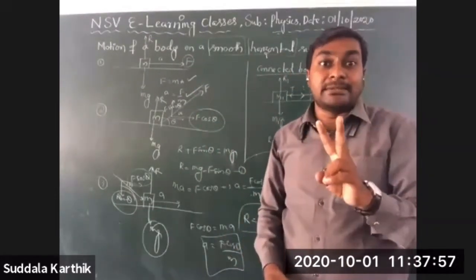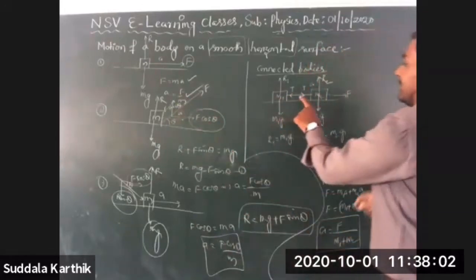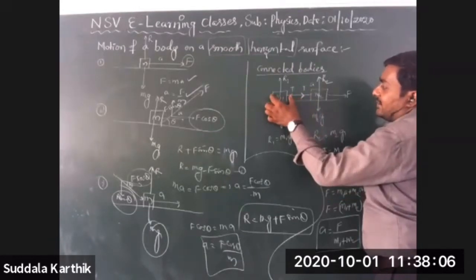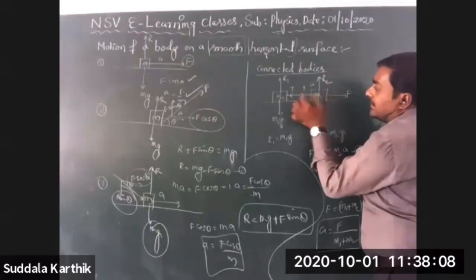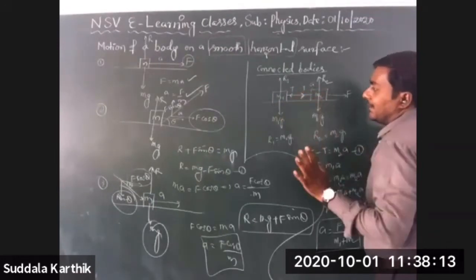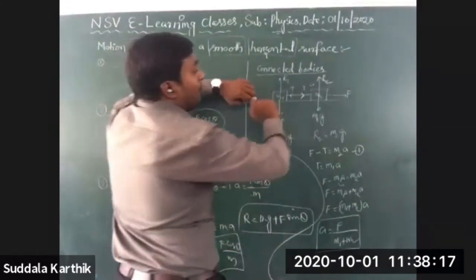In the case of two bodies, they are connected by one string, one thread. The mass of the first body is m1, and the mass of the second body is m2. These two are connected by one string. The tension developed in the string is capital T. Tension is always in the opposite direction.